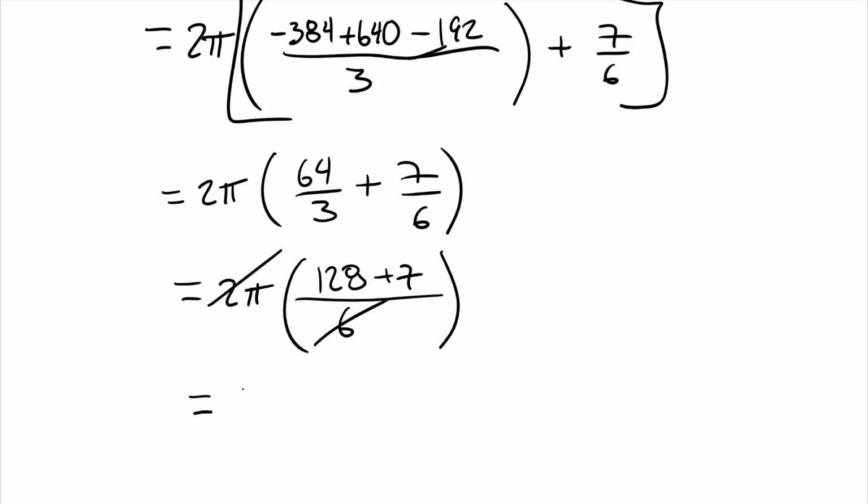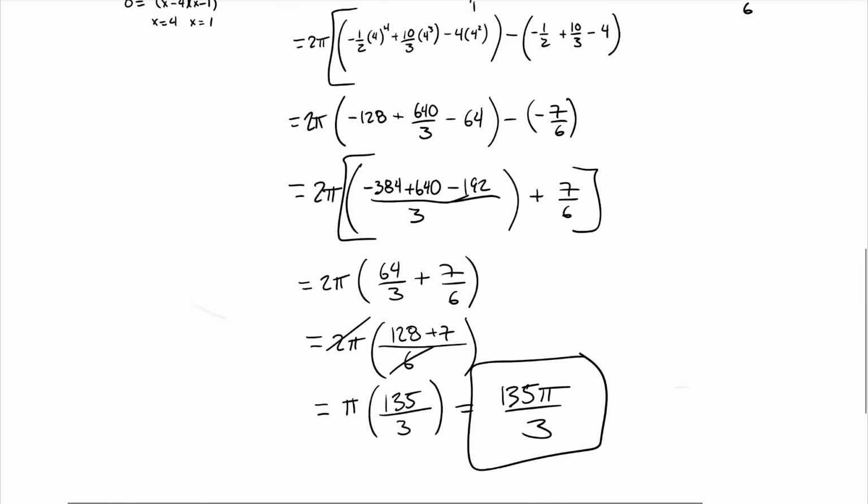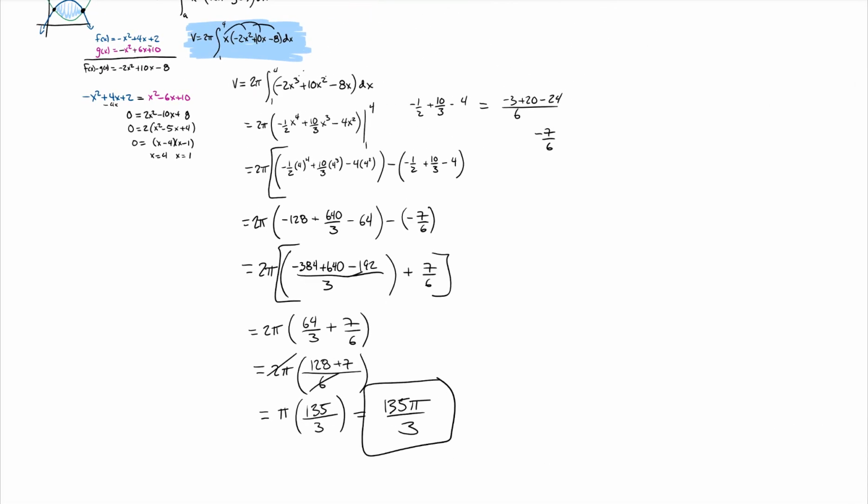It's going to create a pi times something over 3. 128 plus 7, 135. Oh my goodness, we got the answer. And it was positive. So at least we didn't do something horribly wrong. So how was that? Oh my goodness.